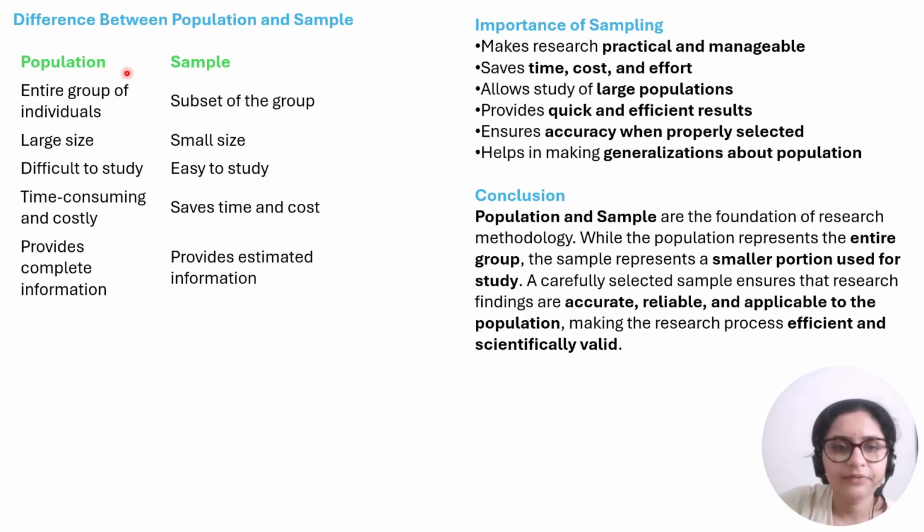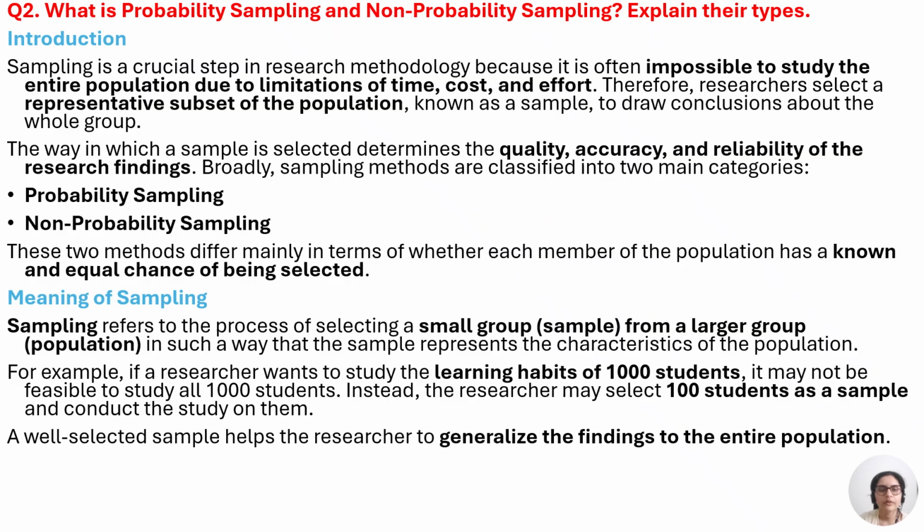So this is the difference between population and sample. This is the importance of sampling. It makes research practical and manageable since it involves studies on small groups. It saves time, cost, and effort. It allows the study of large populations. It provides quick and effective results and ensures accuracy when properly selected. It helps in making generalizations about the population.